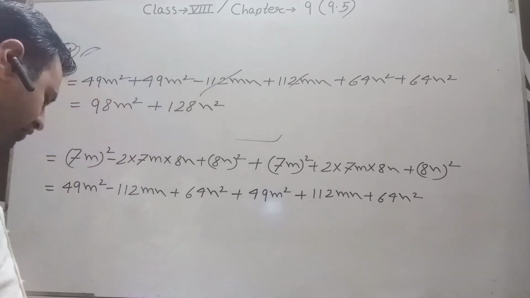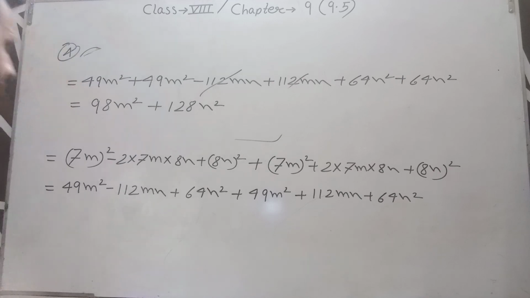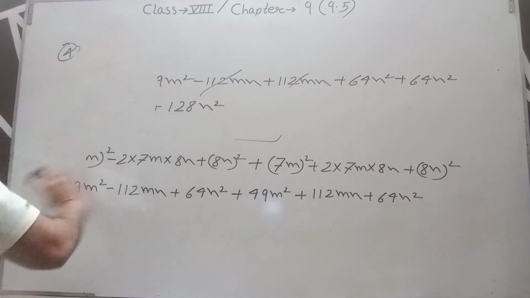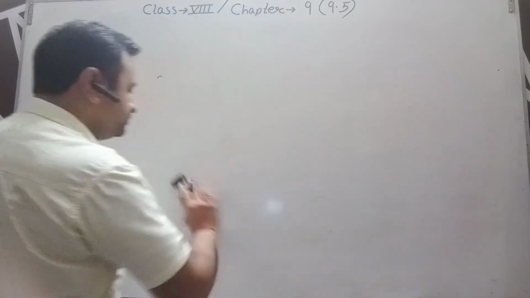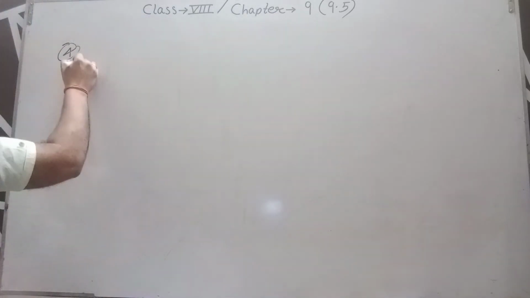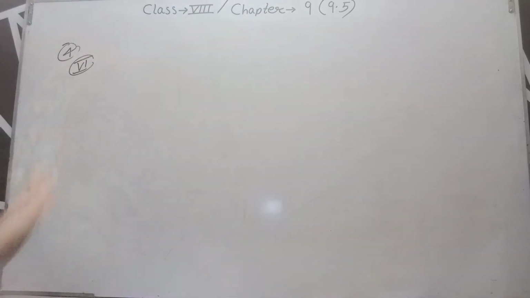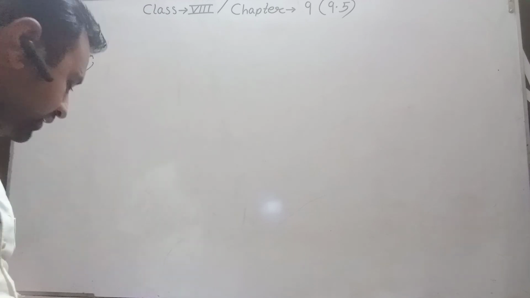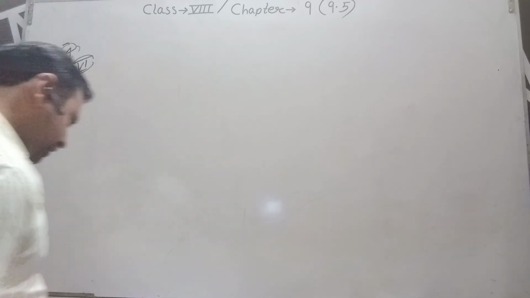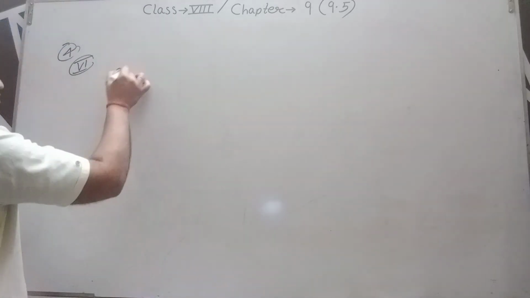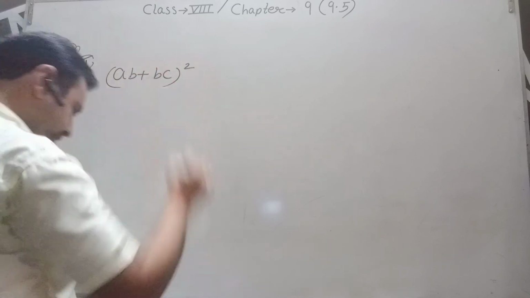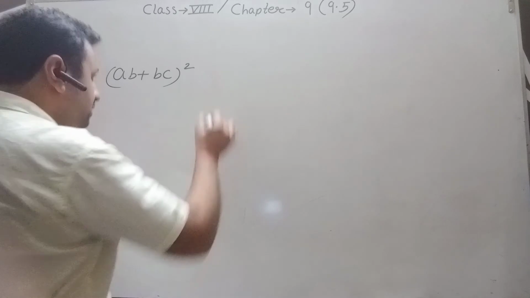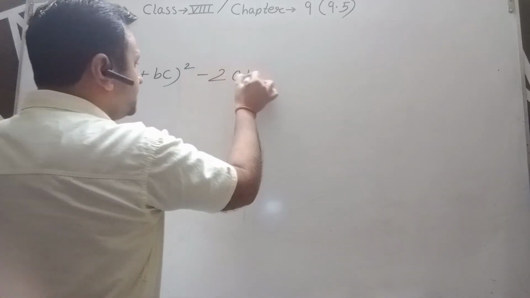Now we just note down its sixth part. We will discuss its sixth part. In the sixth part, (ab plus bc) whole square minus 2ab square c.